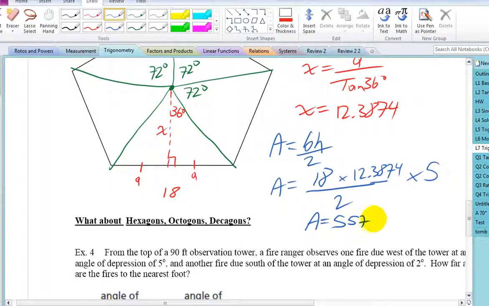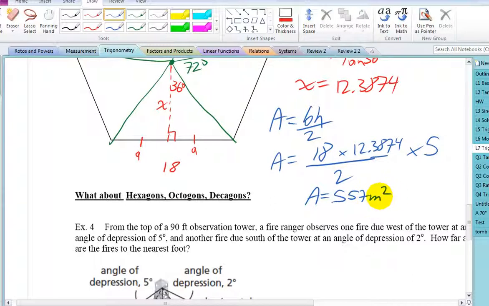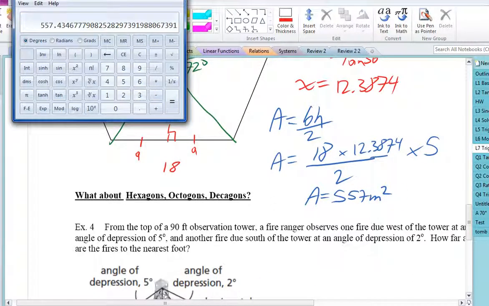557 meters squared. So I rounded to a whole number. It didn't say what to round to. Okay. Nope, that's volume. Yeah, that's volume. Okay. So you do have to be careful. Are the pieces easy? Yes, but the whole puzzle can be complicated.